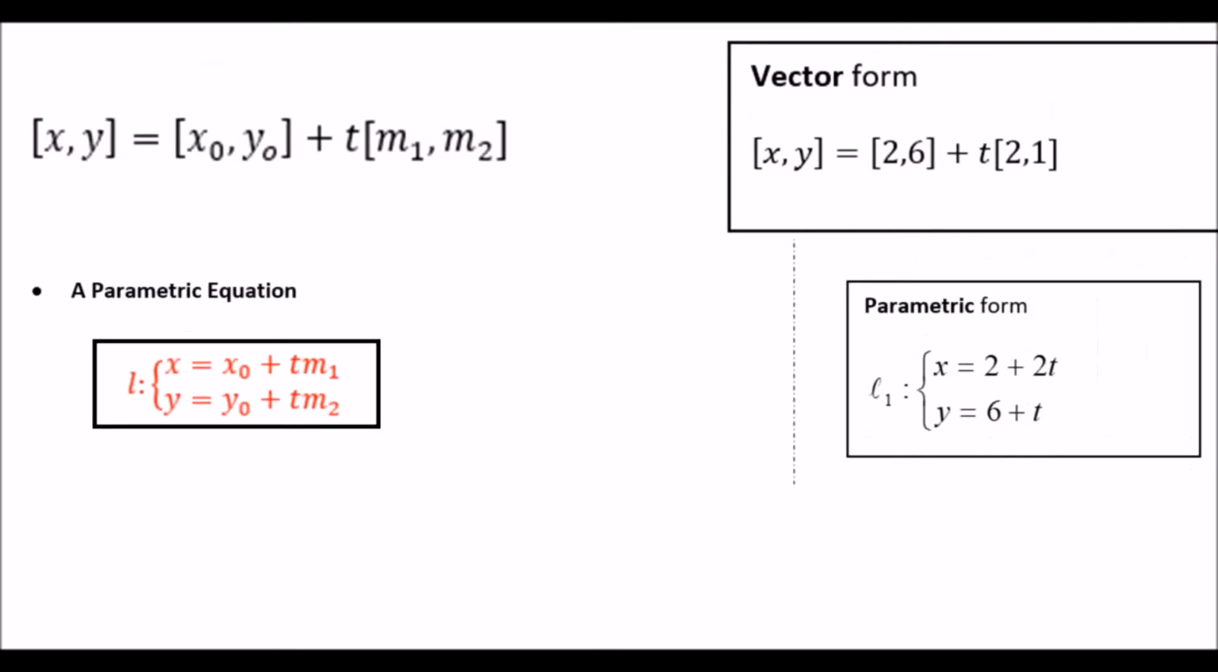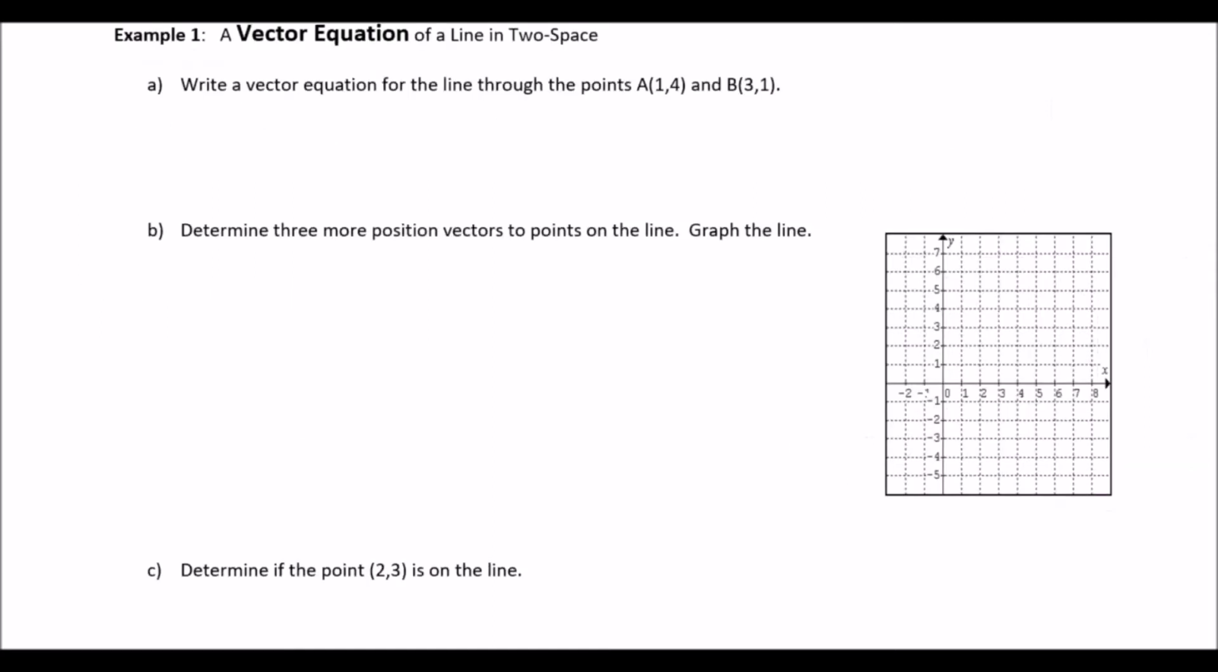Let's do some examples. Here we go. It says write a vector equation for the line through the points A and B. So what do we do here? Well, first of all, we need R naught. And our R naught is any known point on a line. So my R naught, I can use either A or B. I'm going to use A, but if you want to use B, that's okay as well. So there's my R naught. It's a position vector to any known point on the line. I could use (1, 4), or I could use (3, 1).